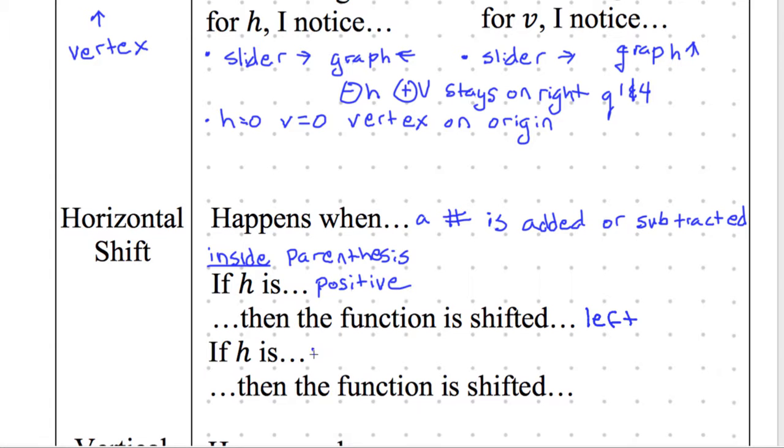When h is negative, it's going to go the other direction, right? When h is negative, it goes right. So negative pairs with right, which is weird because it's kind of counterintuitive. So if you want to make a note, you can put it on the outside over here. It's like the opposite for this one. The opposite of what you think. Exactly, yeah. It's the opposite of what you think.